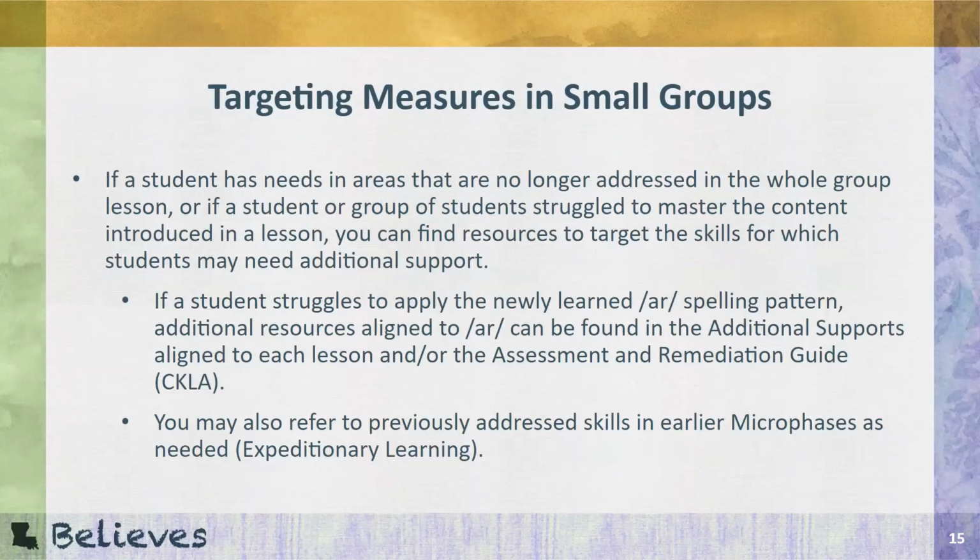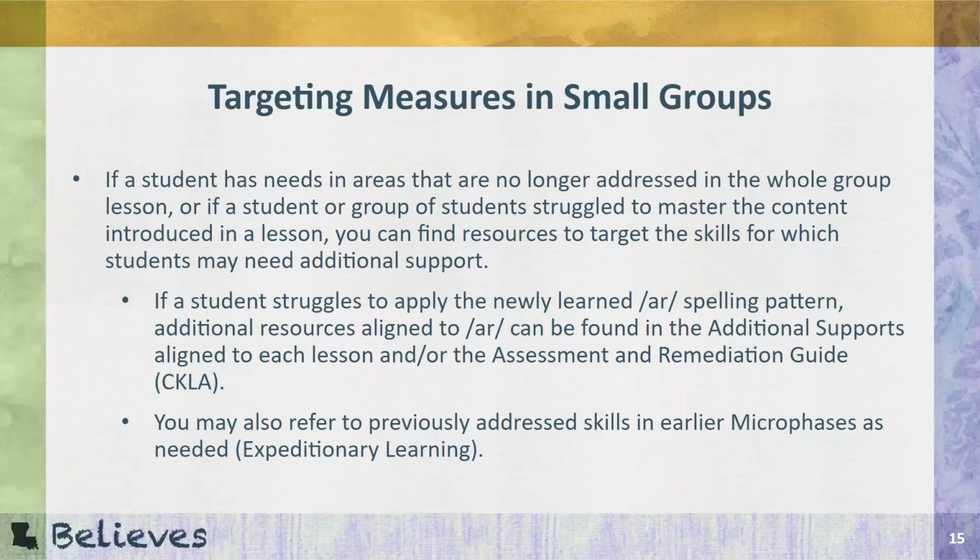Now, if a student has needs in areas that are no longer addressed in the whole group lesson, for example, you have a second grade student who still needs support with phonemic awareness, or if students or groups of students struggle to master the content, you can find additional resources in your curriculum to target the skills for which students may need additional support. For example, in CKLA, if a student struggles to apply the newly learned AR spelling pattern, additional resources can be found in the additional supports that are listed at the end of each lesson.